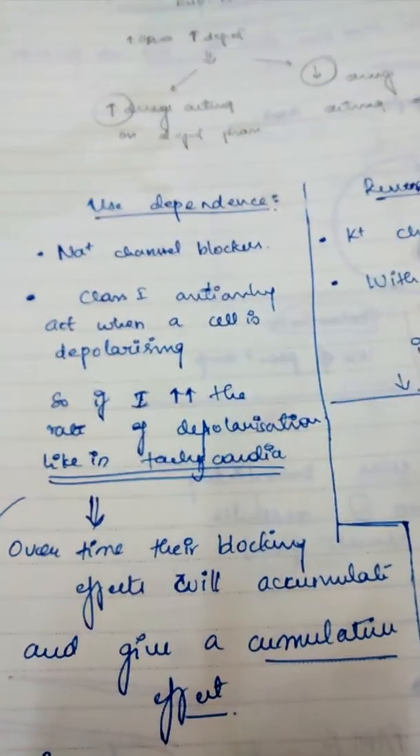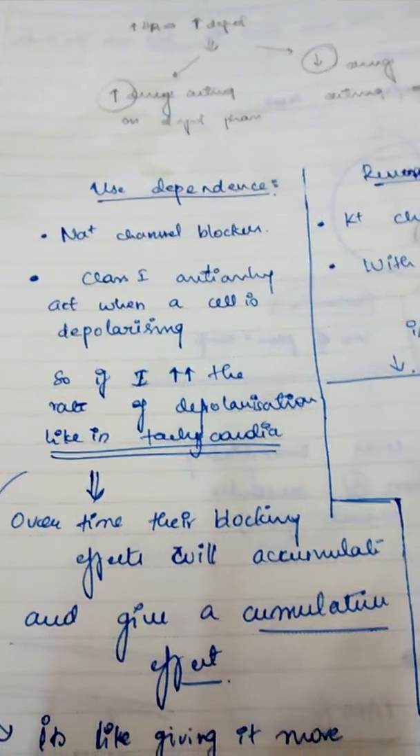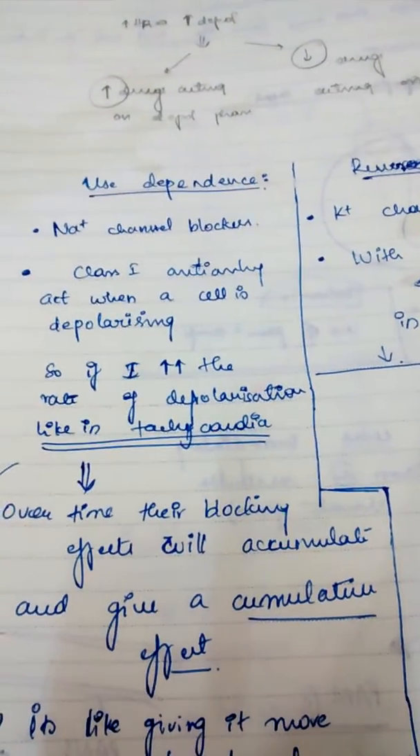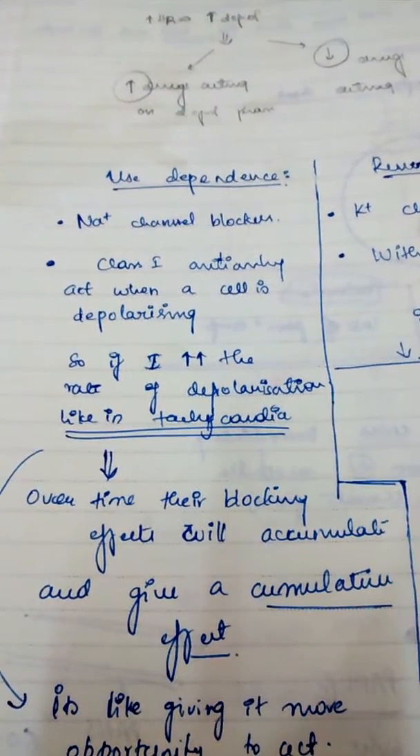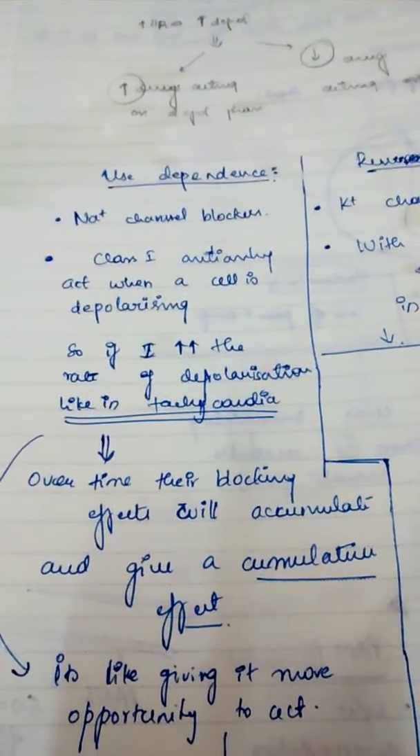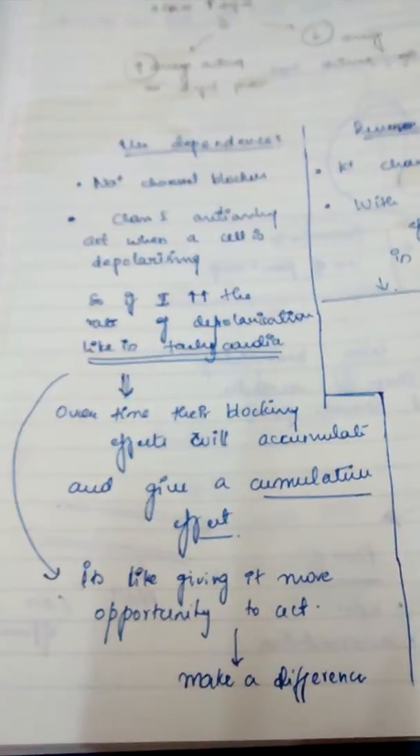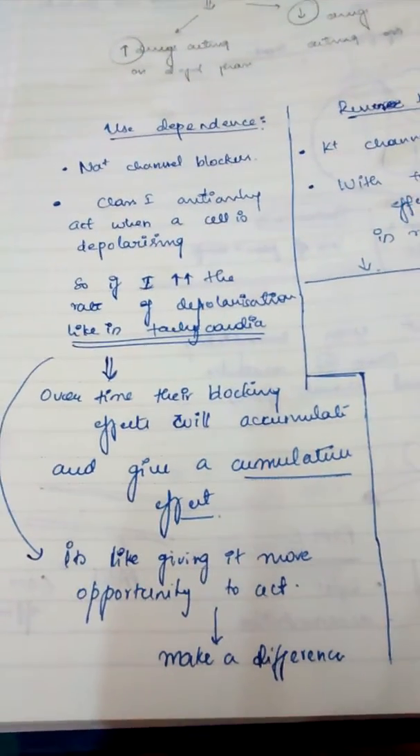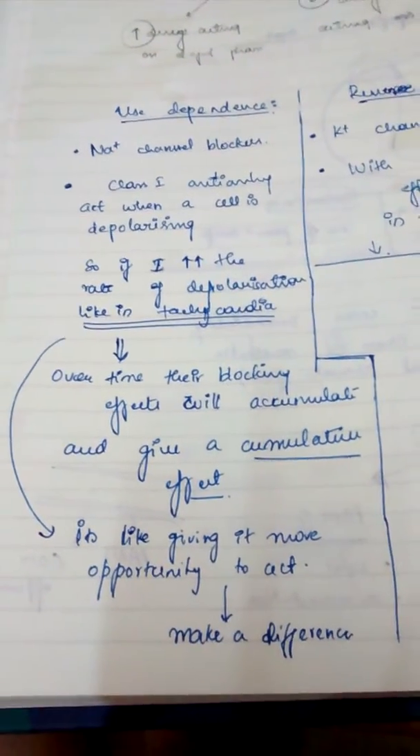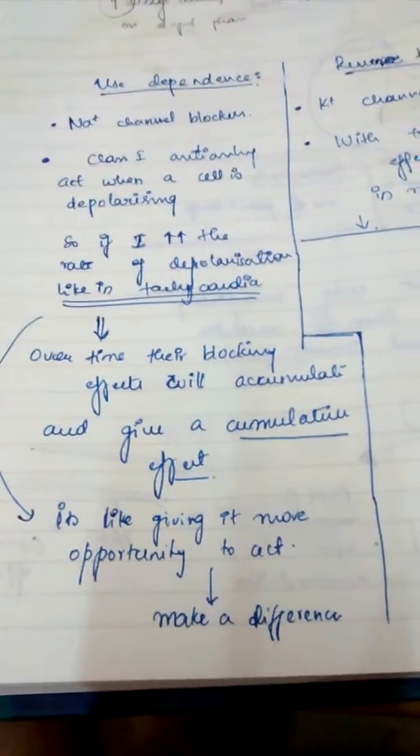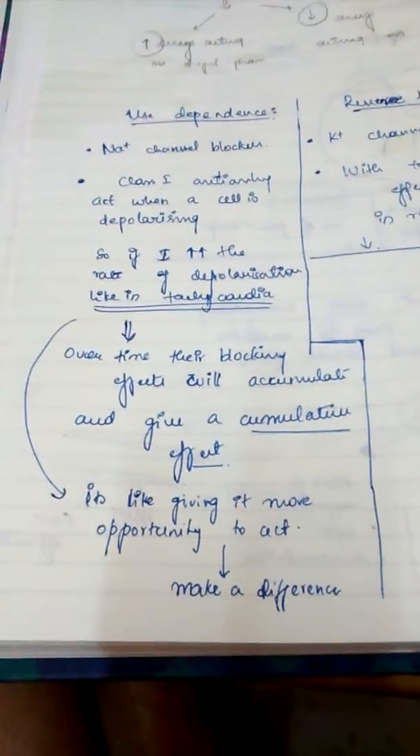Use dependence is described for sodium channel blockers, and these are the class 1 antiarrhythmics that act when the cell is depolarizing. So if I increase the rate of depolarization, like in tachycardia, over time their blocking effects will accumulate and give a cumulative effect, like giving it more opportunity to act and make a difference.